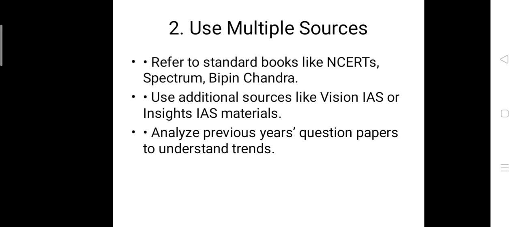The other part is to analyze previous year question papers to understand trends. If you go through the PYQs, and we will also discuss year by year, it gives an overall idea of how they frame the questions.